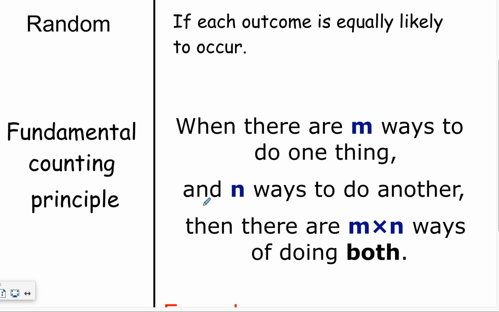The fundamental counting principle says this: if there are m ways to do one thing and n ways to do another, then for a combination, it's m times n ways of doing both. Go ahead and pause this so you can write that down.